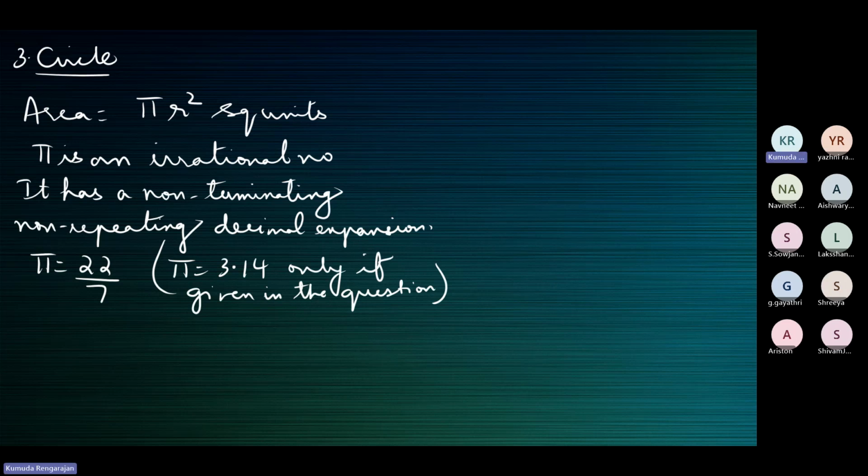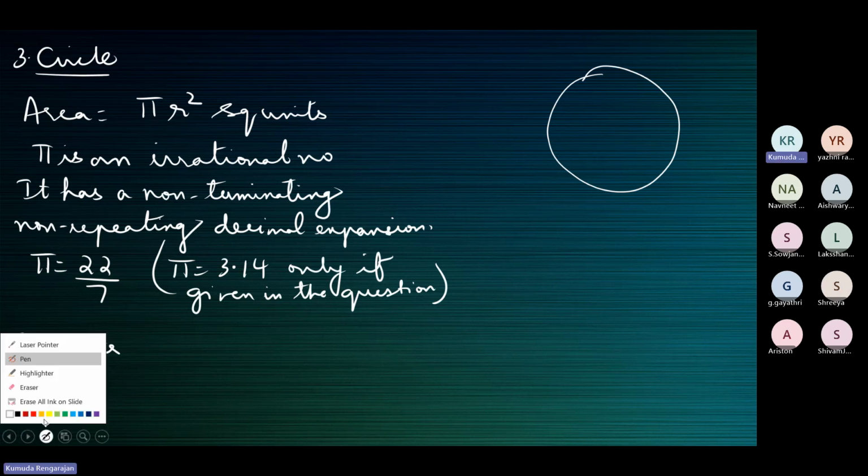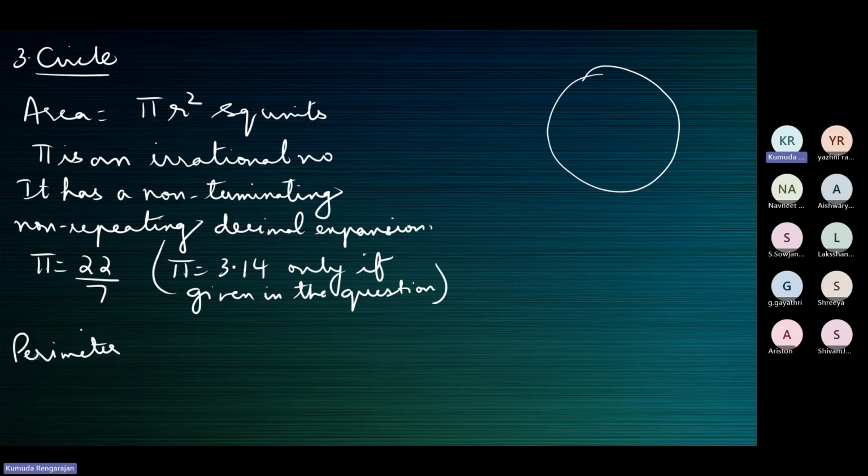So 22/7 into radius into radius, where r is the radius of the circle. This is the formula to find the area of a circle. Perimeter, we all know, is the length of the boundary in any closed figure. So the length of the boundary of the circle is the circumference or the perimeter of the circle.